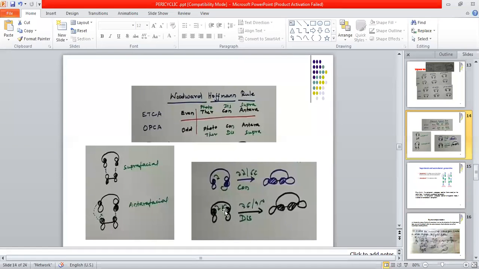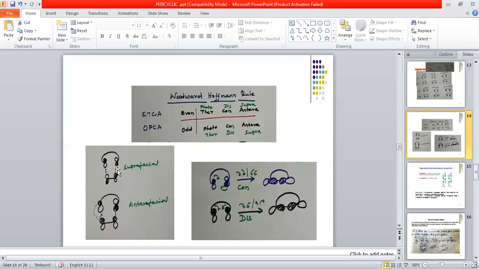When the rotations are in opposite directions, as you can see, one is rotating clockwise and one is rotating anti-clockwise. So when one rotates clockwise and the other anti-clockwise, meaning opposite sides, then again the lobes will be matched like this and they will make a new sigma bond because of the rotation in opposite directions. That's why this is called disrotation. Disrotation means the rotation is in opposite directions. When the rotation is in the same direction, that is called con rotation.